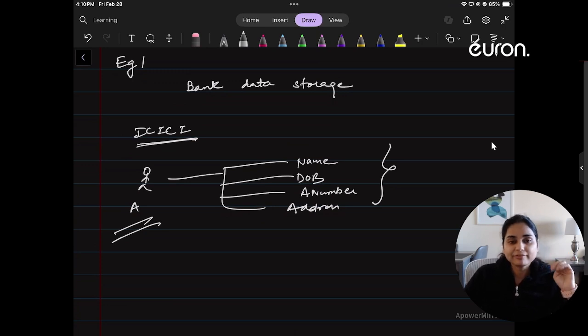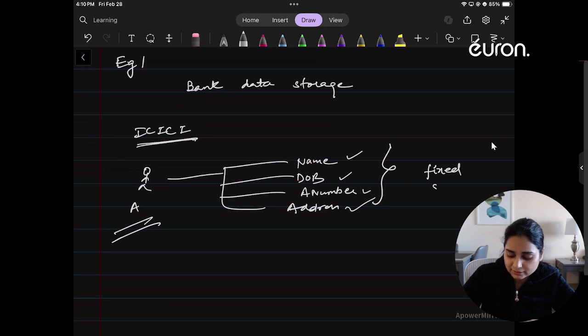So here we have fixed attributes, and that too of a fixed type. If we talk about name, it will always be of string type. Date of birth will always have integers. The Aadhaar number will always have integers. The address is going to have a string. So these are the basic information. Here we can go ahead and have a fixed schema, so for this situation, we can go ahead and use RDBMS, right?